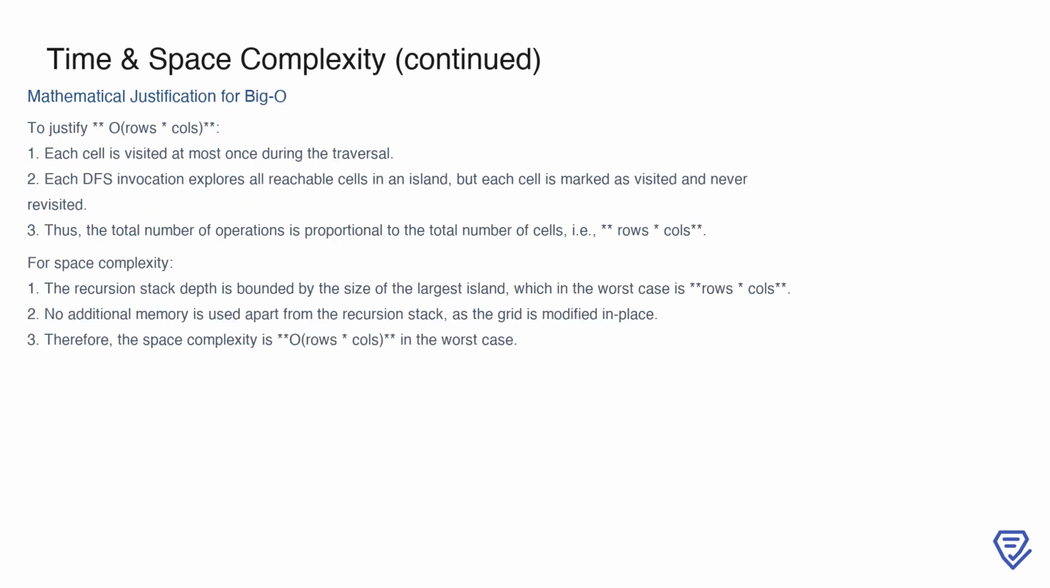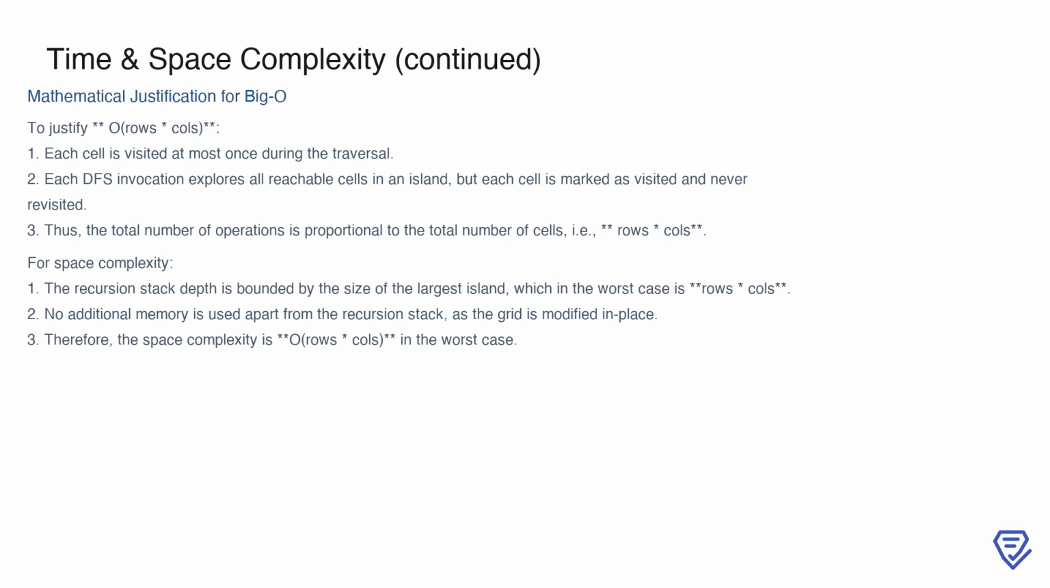To mathematically justify the time complexity of O(rows * cols), consider this: each cell in the grid is visited at most once. During traversal, we check each cell individually, and when a DFS is triggered, we explore all reachable cells in the corresponding island. However, since visited cells are marked as 0, they are never revisited.